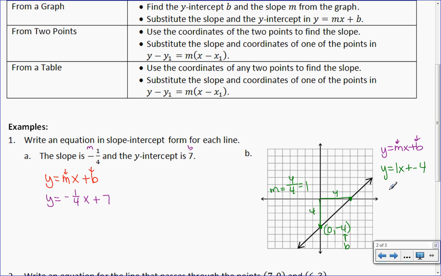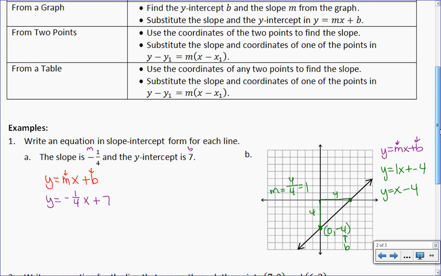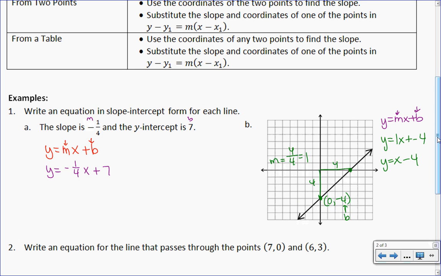Now this looks kind of funny, so we're going to rewrite it because we don't need this 1. We can just put x. And we don't want plus negative 4, so we'll just do minus 4. Y equals x minus 4. Okay. So for both of these examples, in the first one we were given the slope and the y-intercept, and we just substituted them where they belonged. In the second one, we used what we already knew about graphs and slope and y-intercept to find those in the graph and then substitute the values.